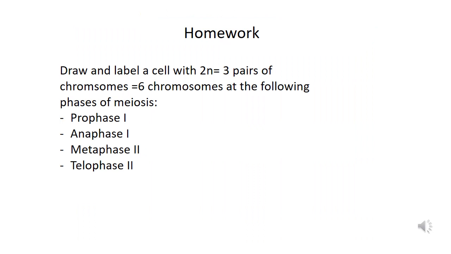As homework, please draw and label a cell with 2n equals 3 pairs of chromosomes, or 6 chromosomes, at the following phases: prophase I, anaphase I, metaphase II, and telophase II.